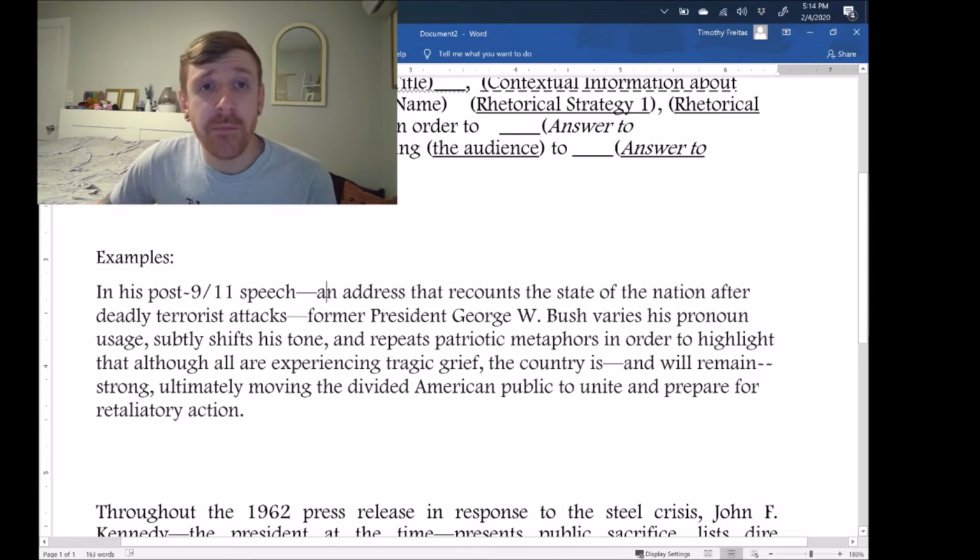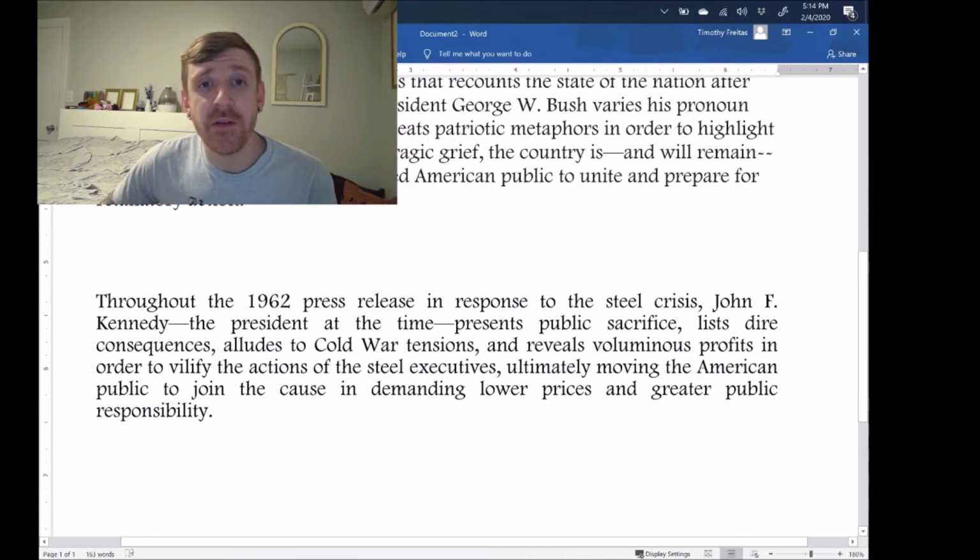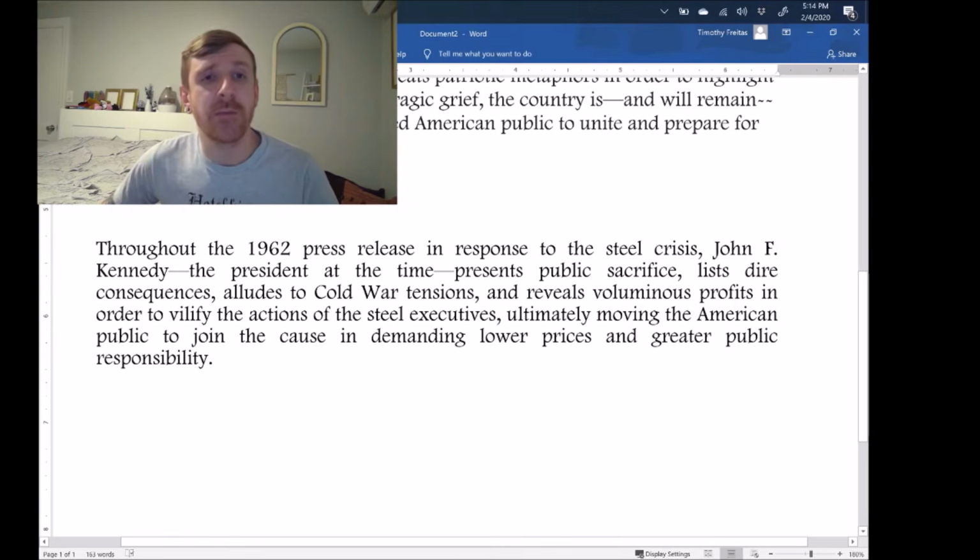Now, as one little added bonus, I have another example right here. This is for the 1962 JFK press release about the steel industry, where it goes through the same exact movements, so that you can see how this works when you have to shift things around a little bit with the template. So this one reads, throughout the 1962 press release, in response to the steel crisis, John F. Kennedy, the president at the time, presents public sacrifice, lists dire consequences, alludes to Cold War tensions, and reveals voluminous profits in order to vilify the actions of the steel executives, ultimately moving the American public to join the cause in demanding lower prices and greater public responsibility.